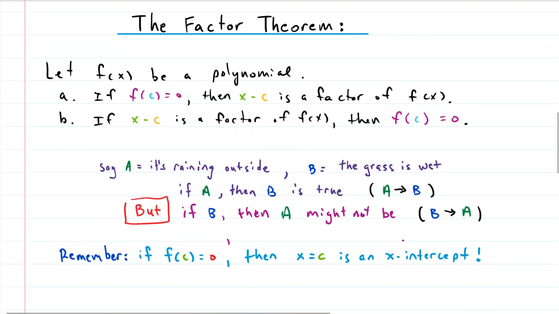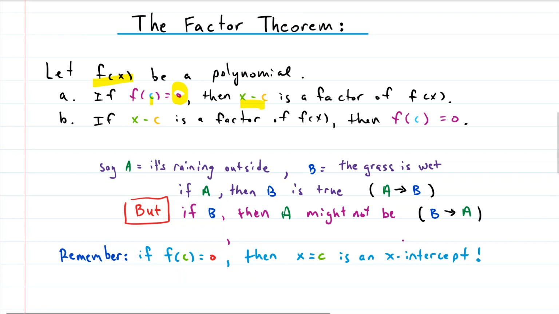What is the factor theorem? Well, here we have it. If we say f is our polynomial, then if we take some constant x value, we call that x value c, and we plug it into the function and we get 0 out, then we know that x minus c is a factor of our polynomial.